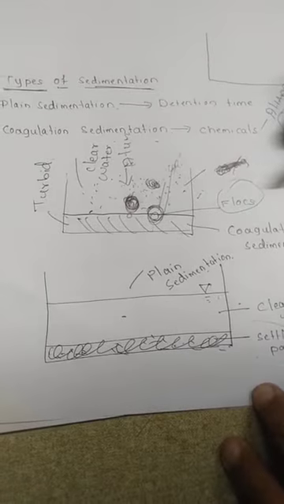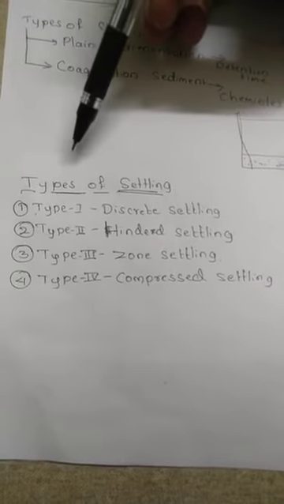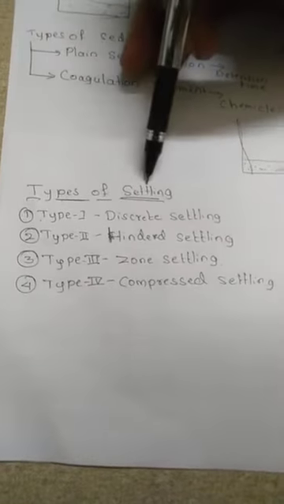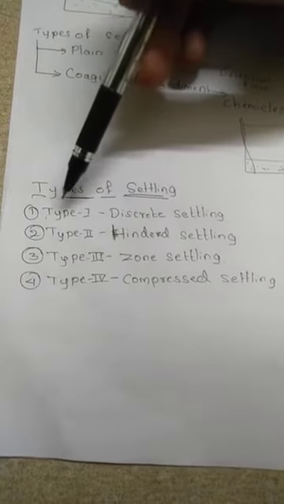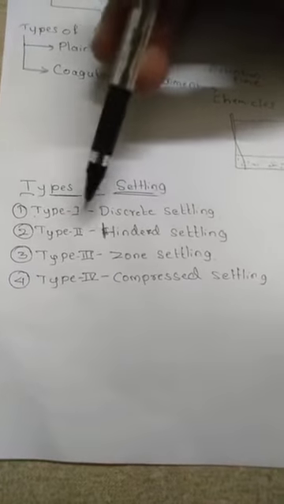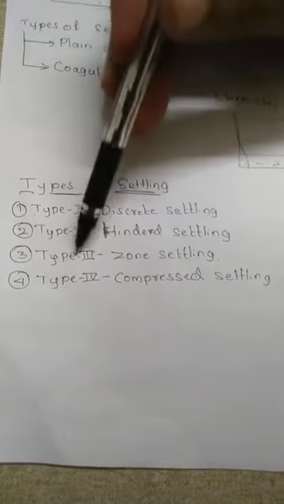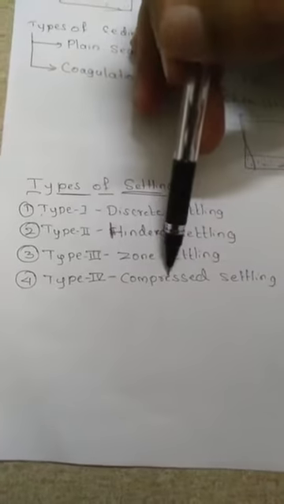with the diagrams. Now our next topic is the types of settling. In this we are going to discuss type 1, that is discrete settling, type 2 hindered settling, type 3 zone settling, and type 4 compressed settling.